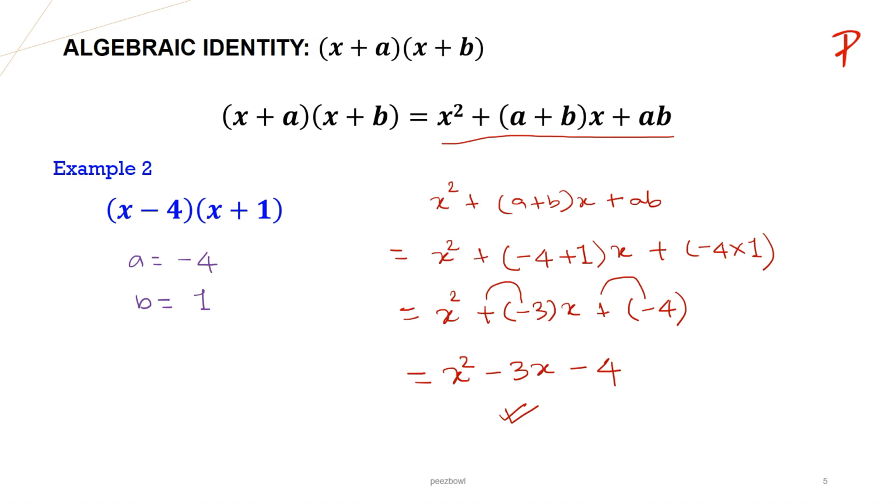Okay, so hope you understood this concept, this new algebraic identity where we tried to find out the value of (x + a) multiplied by (x + b), and its value is x² + (a + b)x + ab, right? So hope you understood this concept.